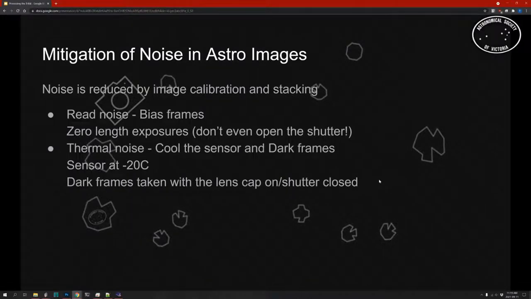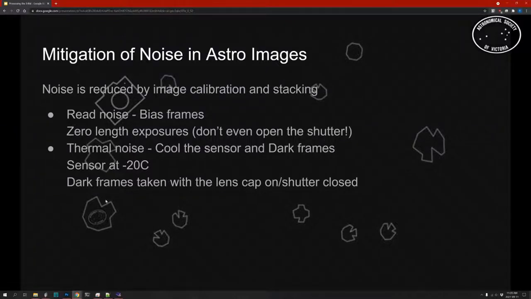The next one is thermal noise. Mitigate that by two things. The first one is that I mentioned that the thermal noise is dependent on the temperature of the sensor. This camera cools the sensor to minus 20 degrees. It'll cool it up to 45 degrees below the ambient temperature, but I run it at minus 20 and its temperature control is really stable. So by reducing the temperature to minus 20, every 5.6 degrees you lower the temperature of silicon, you halve the thermal noise. So by taking it down 45 degrees from a summer night, you can see that I'm actually reducing that thermal noise a significant amount.